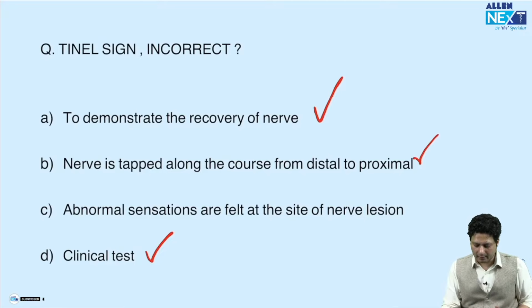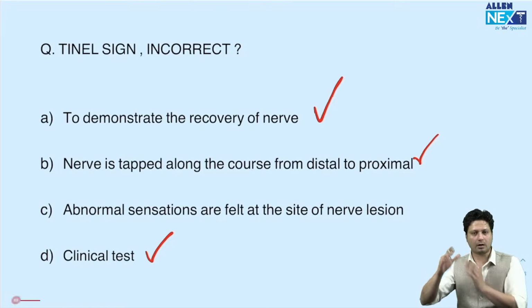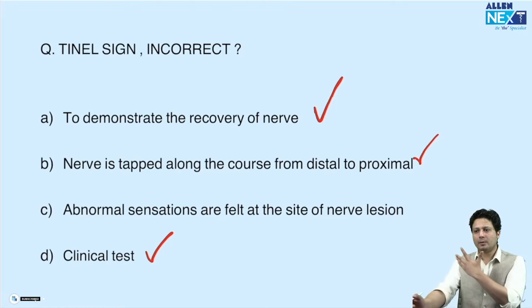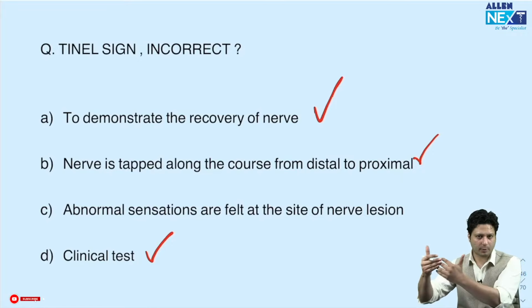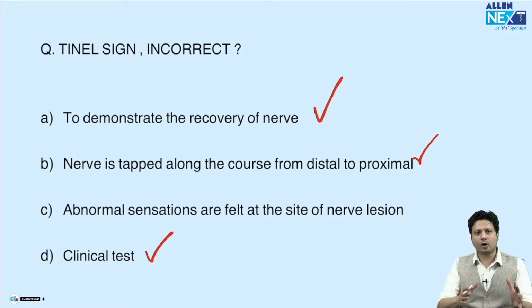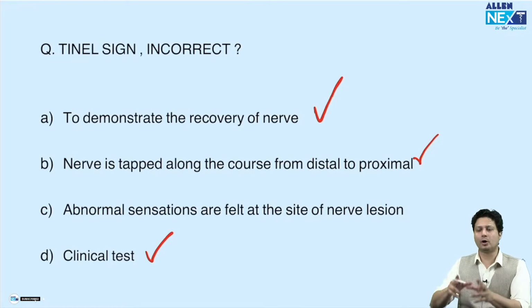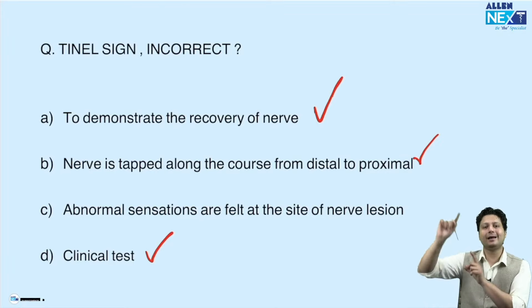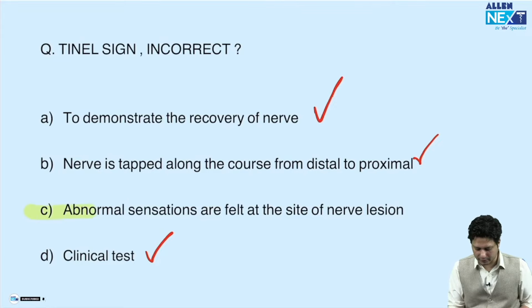Point number 3, nerve is tapped along the course of the nerve from distal to proximal. Yes, because there are two ways of tapping the skin along the course of the nerve. One is proximal to distal, the other one is distal to proximal. So you always have to go from the distal to the proximal end. And point number 4, abnormal sensations are felt at the site of nerve lesion. No, as I told you, abnormal sensations are going to be felt in the area of distribution of that nerve. So this is the answer of this question.